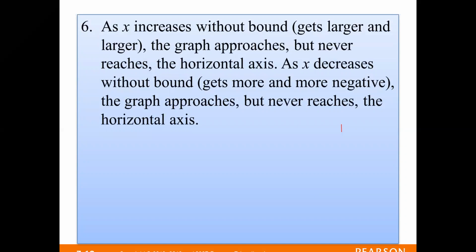The other is that as x gets larger and larger, the graph approaches but never reaches the horizontal axis. And as x decreases without bound, in other words, it gets more and more negative, it again approaches but never reaches the horizontal axis. All that means is the further we get away from the mean, the smaller the probability is, and it gets to 0. But we know that the answer is never going to be negative because we can't have a negative probability.